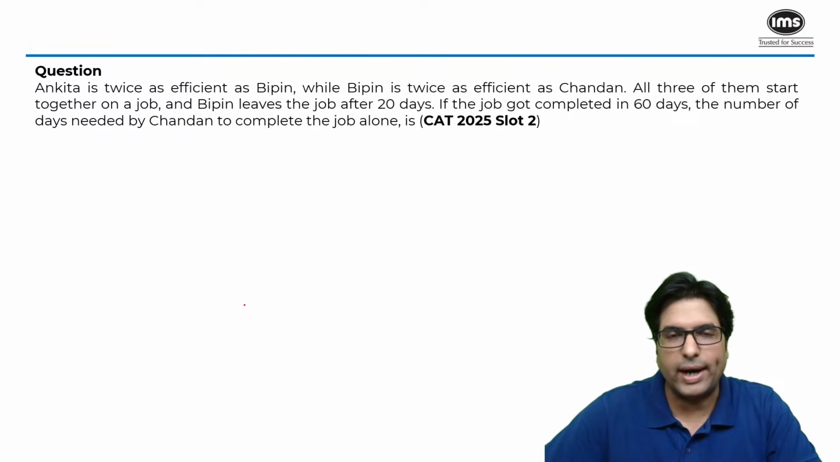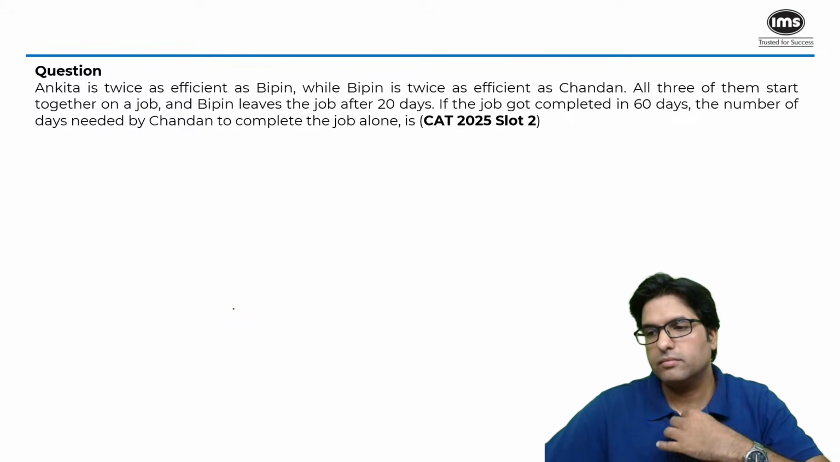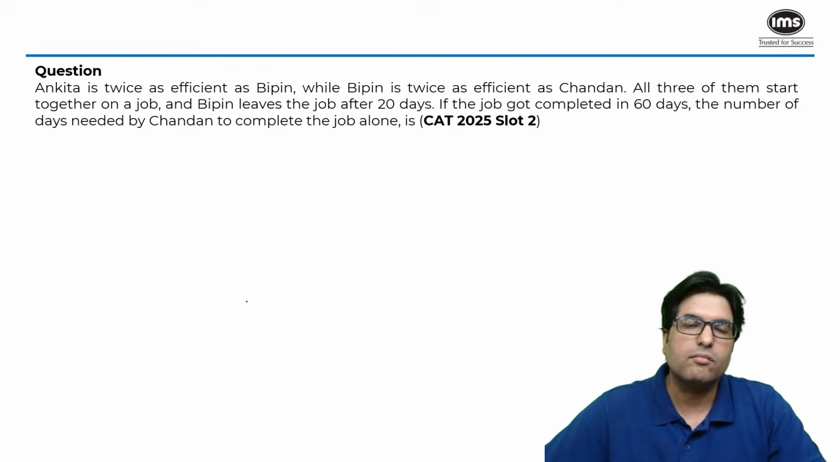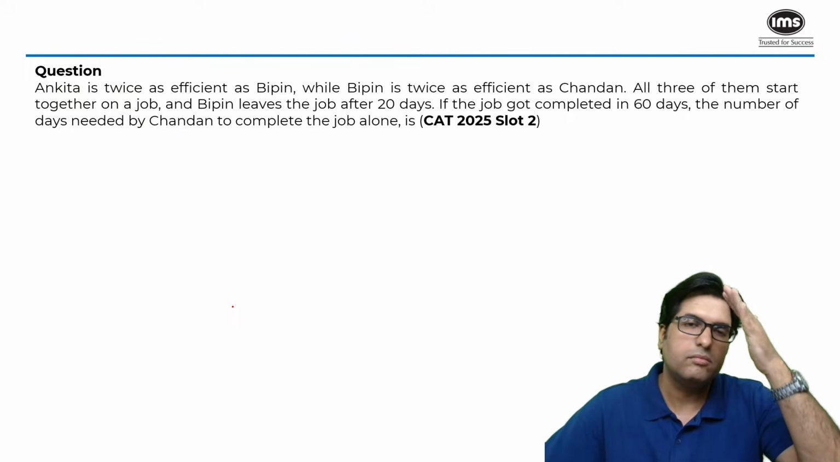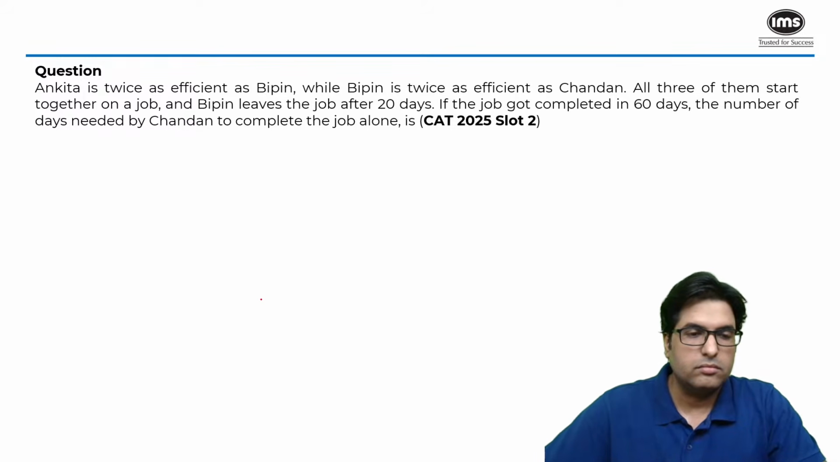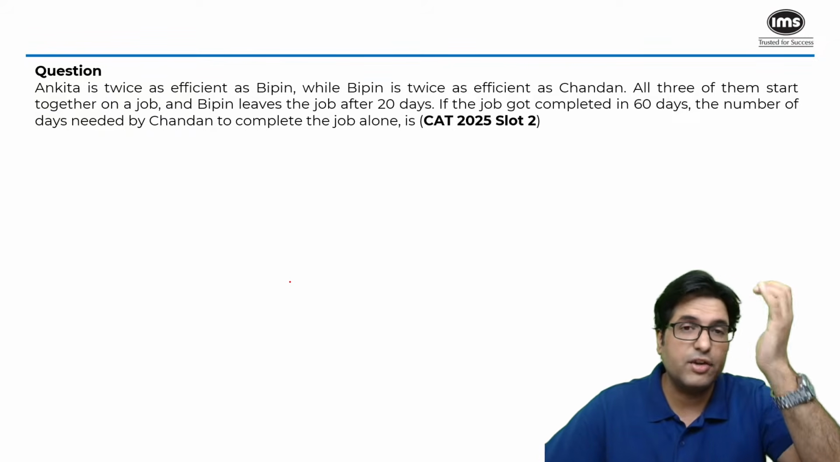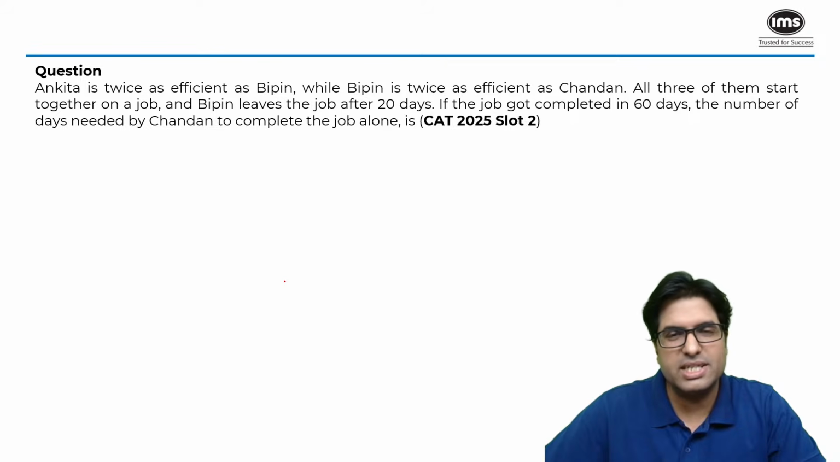Look at this question, try and rate it as type A, type B, type C, and then try and figure out the best possible way to do this. All right, let's look at this particular question. Ankita is twice as efficient as Bipin and B is twice as efficient as C.